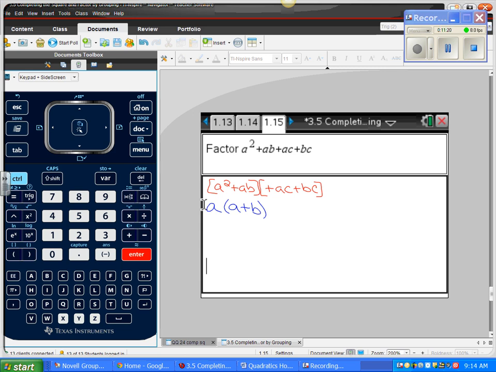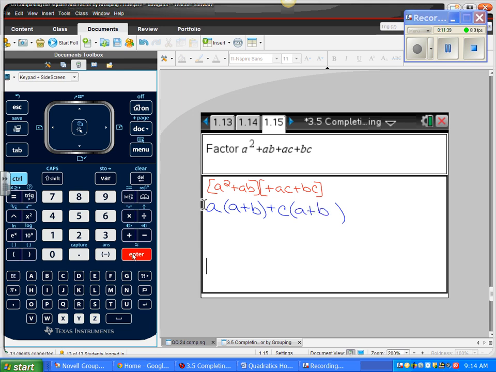Okay, now look at the second half. What's the GCF there? C. So what am I going to pull out? And is it going to be positive or negative? You want to make sure that you have that plus C, and then what goes in parentheses? Good.